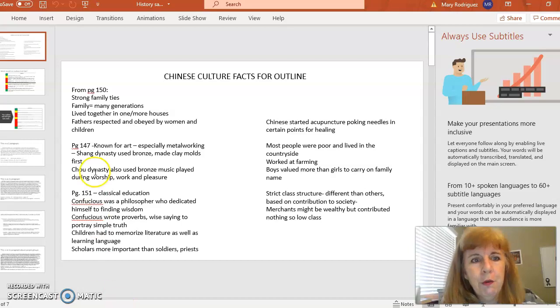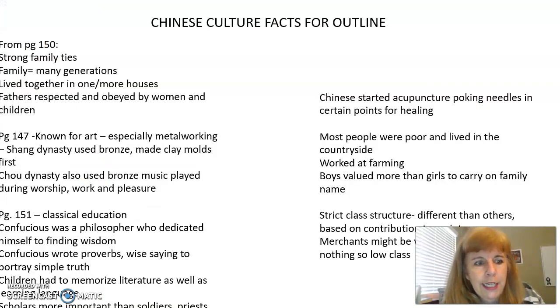I'm going to walk you through a PowerPoint on what I'm looking for in your outlines and your paragraphs. So, to start you off, this is just a bunch of facts, and I pulled these directly from the book. In fact, if you look, it tells you where I got them, page 150, page 147, that kind of thing. This is just facts about Chinese culture that you could put in your outline on the paragraph for culture.